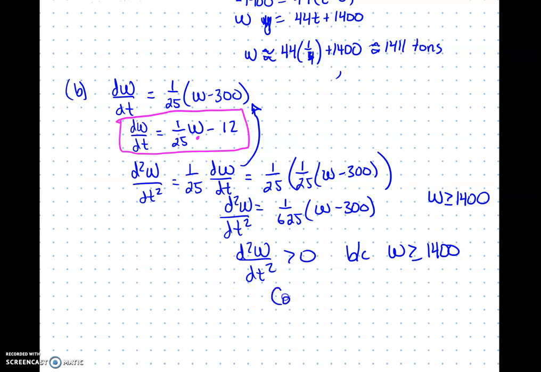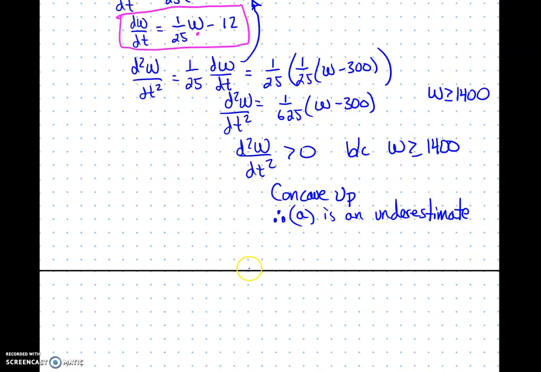This thing is concave up, and therefore, using the tangent line as an estimator, I'm going to get an underestimate. It's an underestimate. It would be underneath. The tangent line would be underneath the curve. It would be an underestimate.